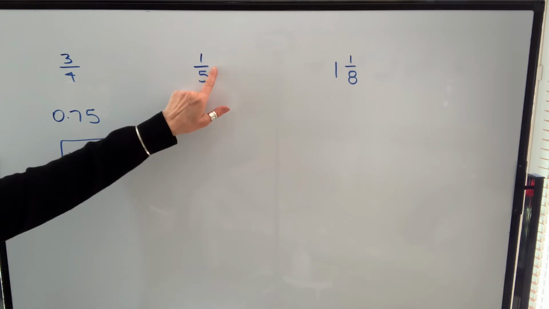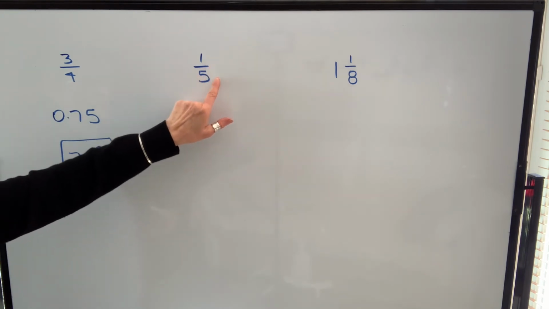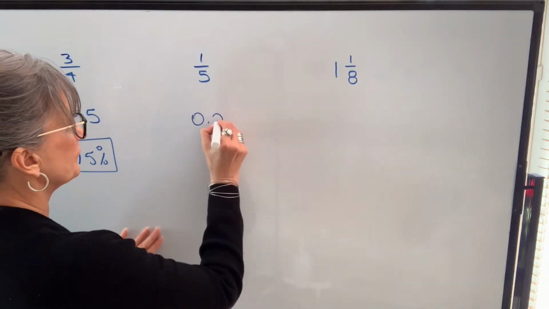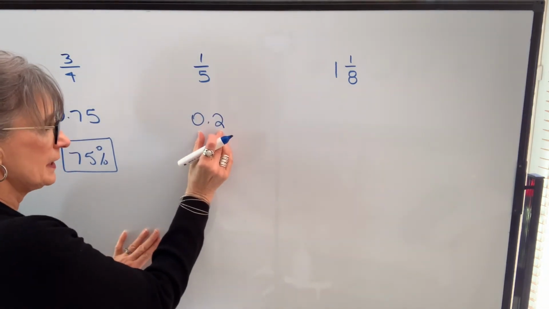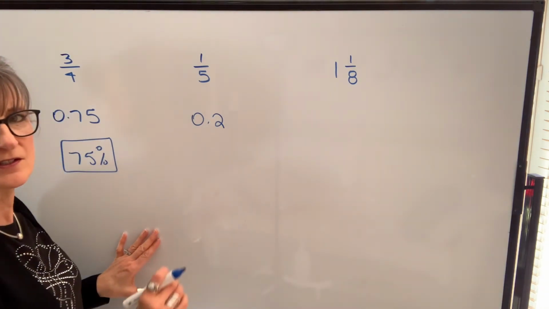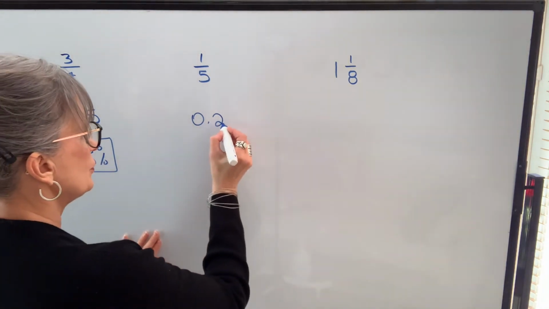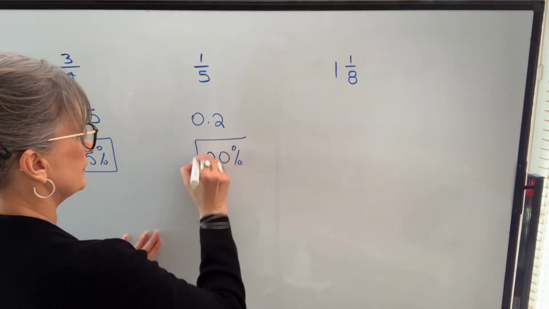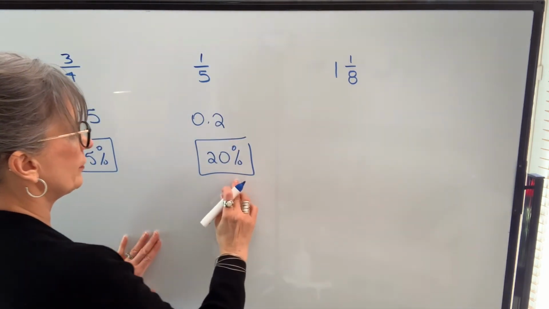We do the same thing here. Change this to a decimal. 1 divided by 5 will equal 0.2. Once it's a decimal, then multiplying by 100 is very easy. We just move the decimal point 2 places to the right. So 0.2 becomes 20%. 1/5 is equivalent to 20%.